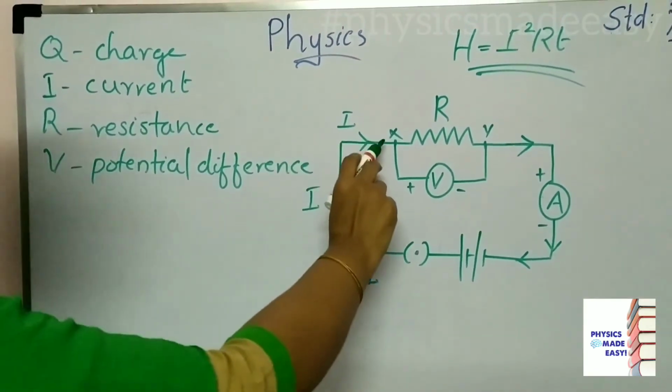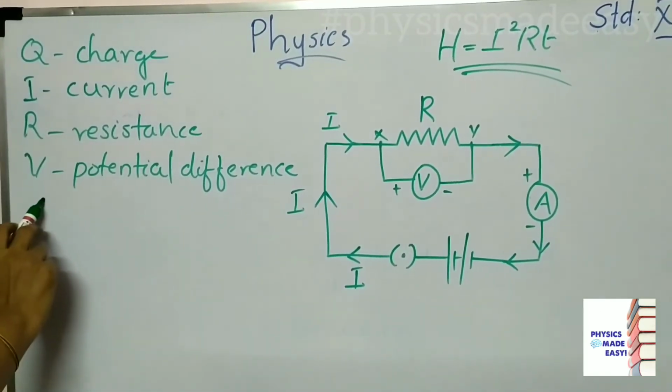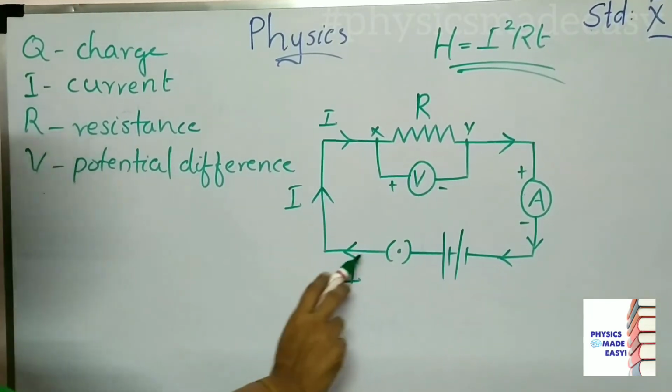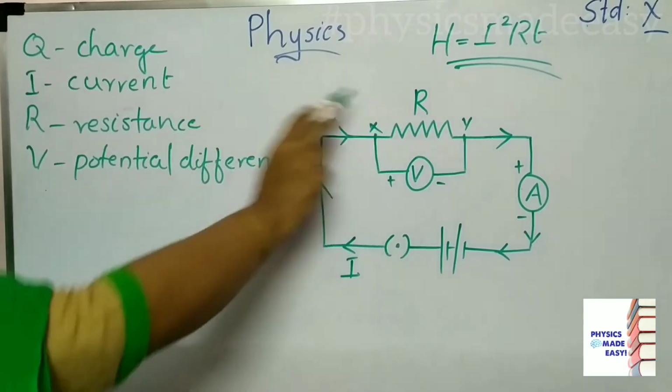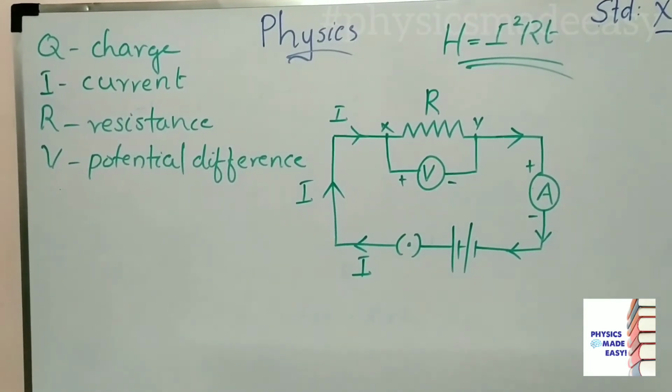You can see a voltmeter that is connected across this X and Y. We can take that V as the potential difference. Here you can see current is passing through this circuit and we can take that I as current. R is the resistance and we have to consider Q is the charge flowing through this circuit.